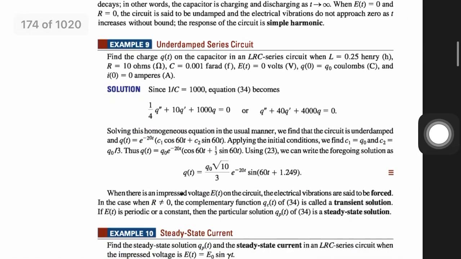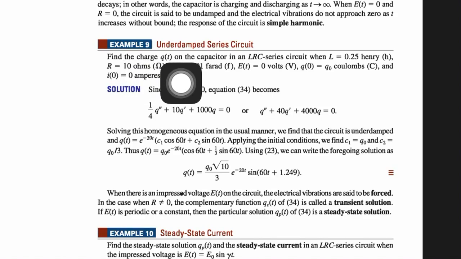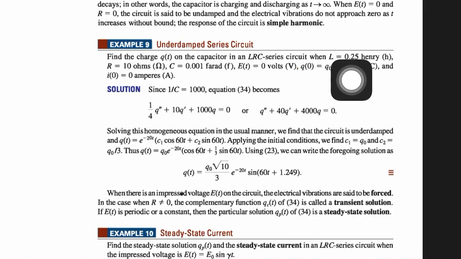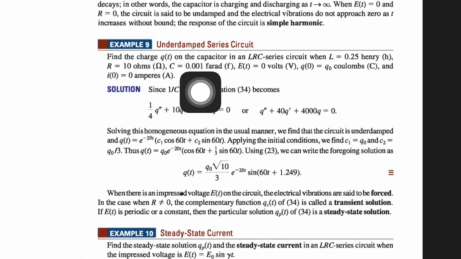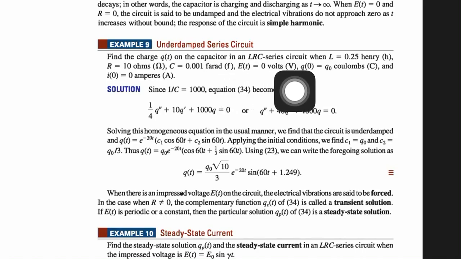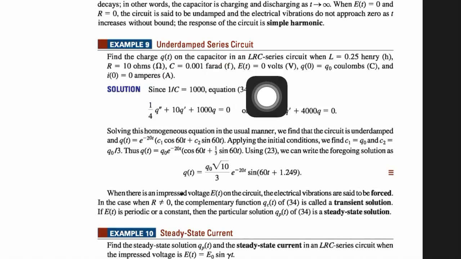Now moving further, this is an example of an underdamped series circuit. Find the charge q of t on the capacitor in the LRC series circuit when L equals 0.25 henry, R equals 10 ohms, C equals 0.001 farad, and E of t equals 0 volt, where the initial conditions are q of 0 equals q naught coulombs and i of 0 equals 0 ampere. So these are the conditions given here.